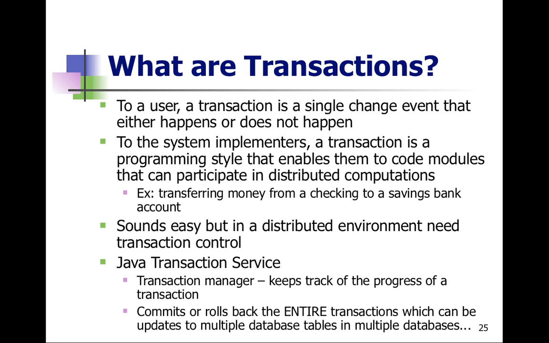So, sounds easy, but a distributed model needed transaction control. That's where we get the Java transaction service. So that's the transaction manager object that I talked about several weeks ago. Keeps track of the progress of transactions, commits and rollbacks the entire transaction, updates databases, multiple databases that may actually happen, or multiple tables in databases.